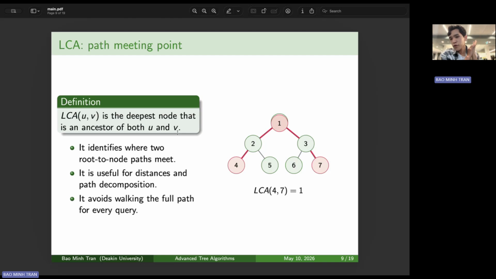Okay, so now we move to the next problem, the LCA. It stands for lowest common ancestor. So basically, from the definition, we have two vertices, and we want to find the deepest node that is an ancestor of both of them. For example, in this figure, say we have 6 and 7. We can say that the number 3 is the parent of 6 and 7, right?